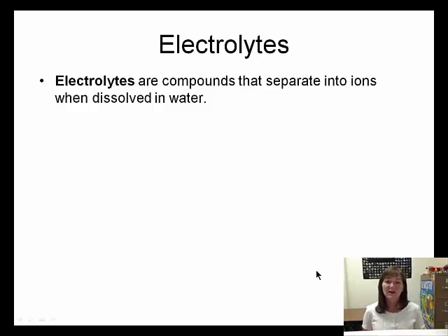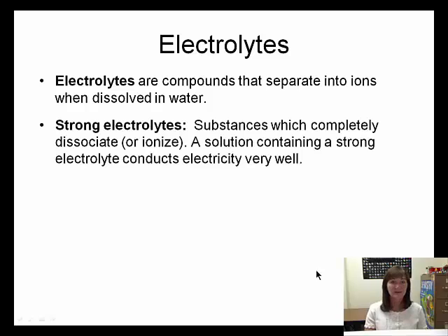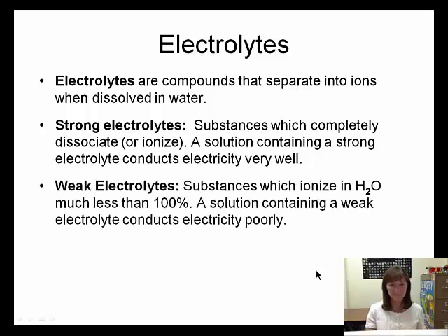Electrolytes are compounds that separate into ions when you dissolve them in water. The electrolyte is considered to be a strong electrolyte if the substance completely dissociates. It completely ionizes, so it breaks apart and you get a lot of ions. A solution containing a strong electrolyte is going to conduct electricity really well.